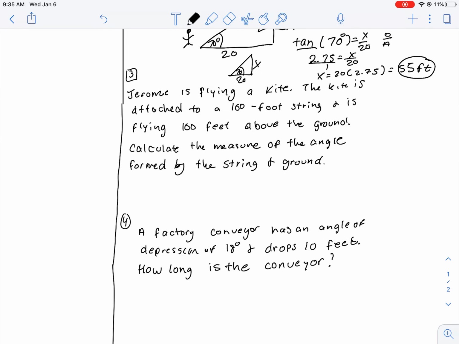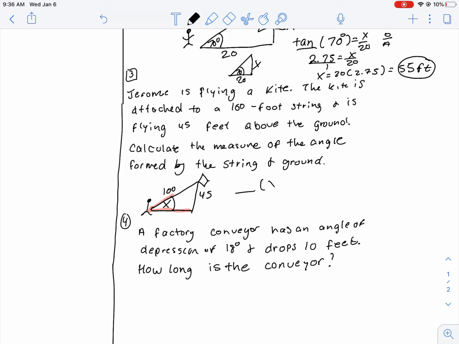Okay, so now we have Jerome flying a kite. The kite is attached to a 100-foot string. So here's Jerome, and here's his kite up here. This string right here is 100 feet. Oh, and that should be 45 there, and so that's the height. So this height is 45. And we're trying to find the measure of the angle between the string, which is right here, and the ground, which is right here. So this is our x.